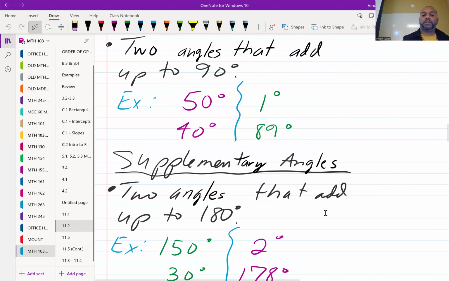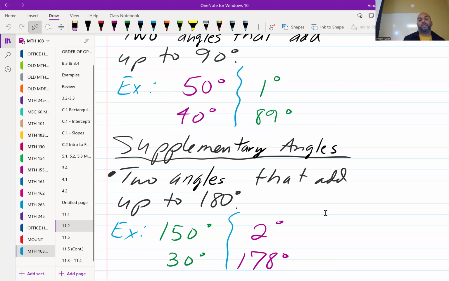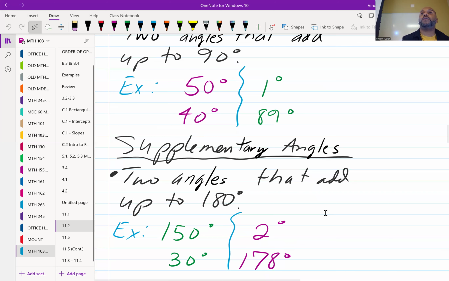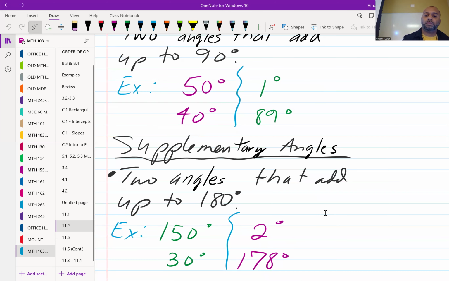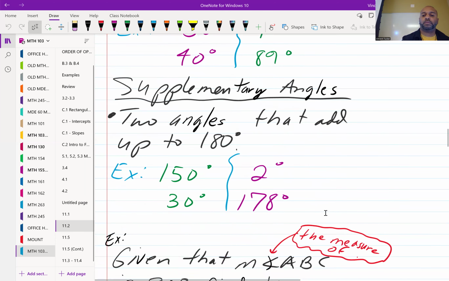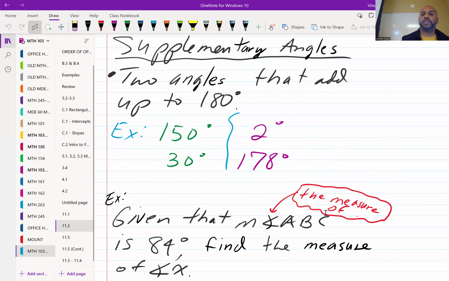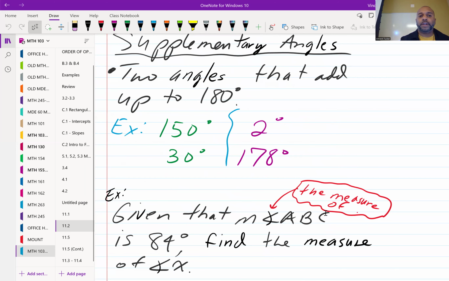All right. Supplementary angles, just two angles that add up to give you 180. That's 150 and 30, 2 and 178. All right, scroll up. So we'll do a few examples that apply to these terms that we have.